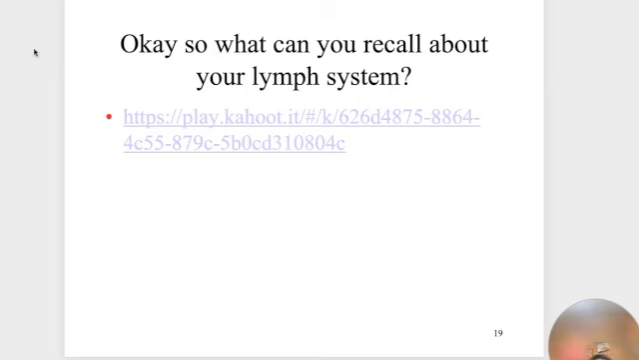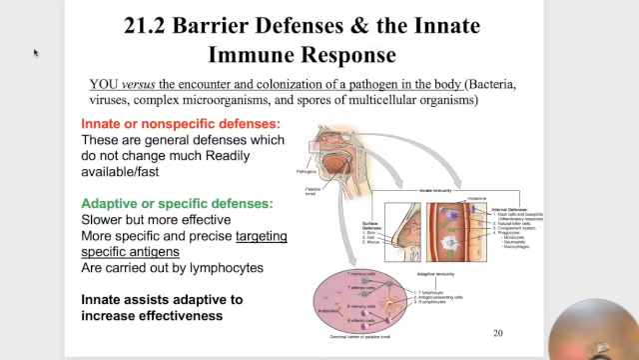Okay, this is the first section of the lymphocytes, lymphoid organ. Okay, continuing with barrier defense and immune systems response. We already talked about this a little bit. Okay, you versus everything else in the world, bacteria, viruses.